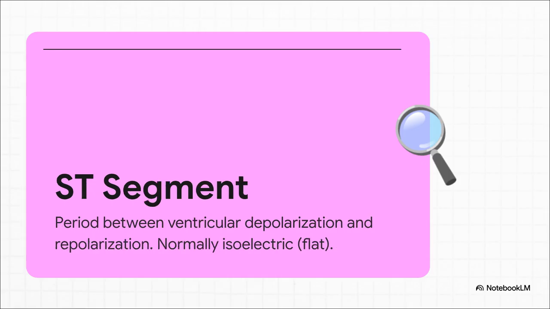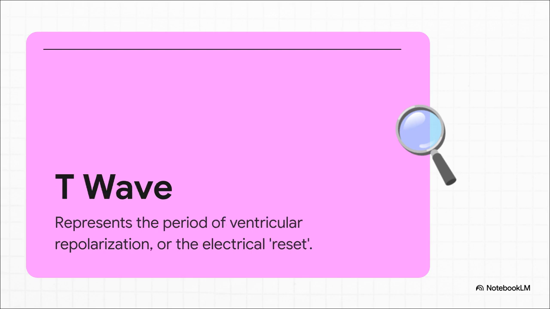Right after the QRS, we get the ST segment. Now, this is a pretty quiet period electrically. The ventricles have just contracted, but they haven't started to reset yet. Here's the critical part. It should normally be totally flat, right there on the baseline. If you see any elevation or depression here, that is a huge red flag for problems like ischemia. And finally, we have the T wave.